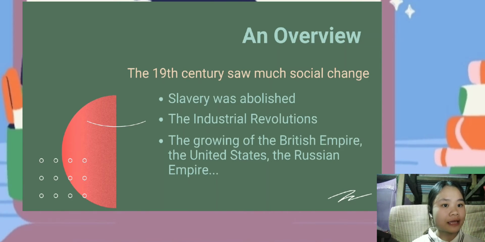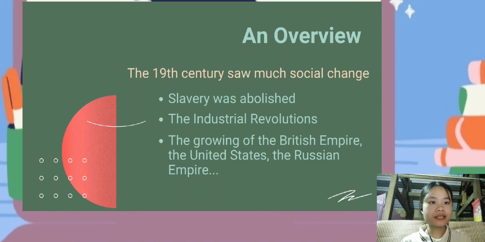The 19th century can be said to have seen so much social change, especially the development of capitalism, the abolition of slavery in the world, and the Industrial Revolution, which brought the supreme power of economy. And last but not least was the growing influence of the British Empire, Russian Empire, German Empire, the United States, and so on. So that's the overview. Now let's move on to the comparison.